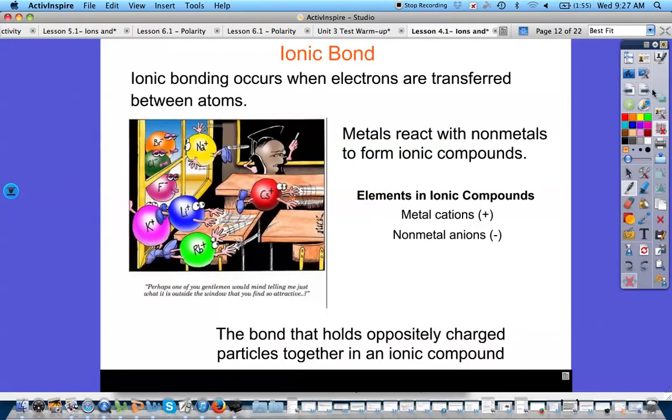Ionic bonding occurs when electrons are transferred between atoms. The metals react with nonmetals to form ionic compounds. We said that our metals are typically going to lose electrons, giving them a positive charge, a cation. Non-metal atoms are going to gain electrons, making them negative anions. The bond that holds these oppositely charged ions together is called an ionic bond.